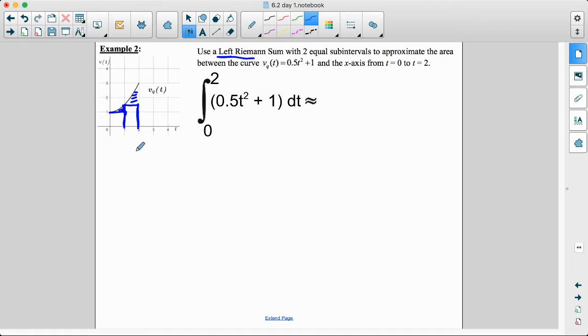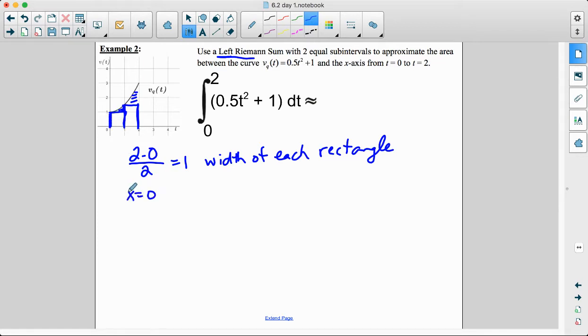So what we have to do is find the width of each rectangle. So we're going 2 minus 0 over 2, b minus a over n. That's 1. That was pretty obvious. That's the width of each rectangle, but sometimes they're more complicated. Like the last one we just did was 2/5. All right, then we need to find the x values. So our left side is counted this time. So our first x value is 0, and then our second x value is 1. And you can call it x sub 1, x sub 2 if you want.